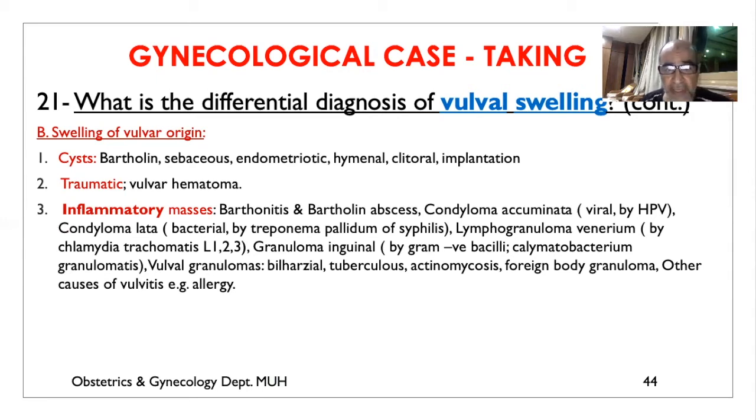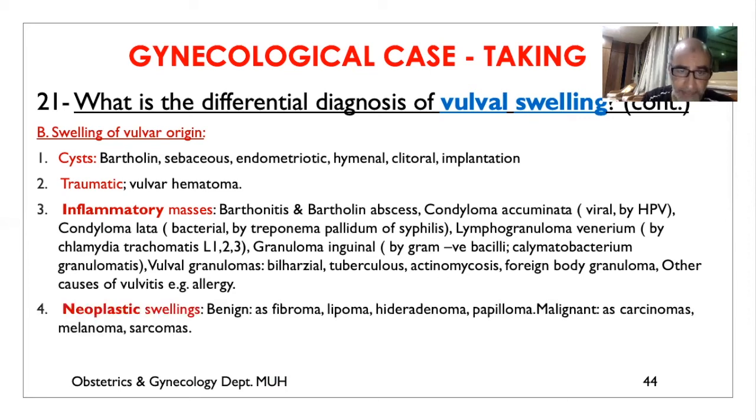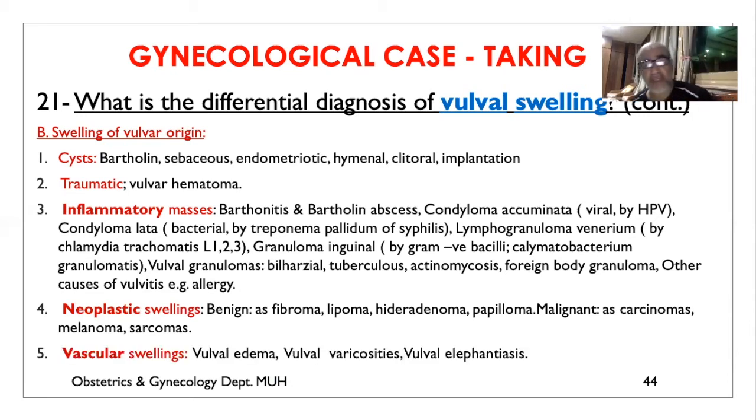Vulval granulomas of specific chronic infection, such as bilharziasis, bilharzial granuloma, tuberculous granuloma, actinomycosis fungal, foreign body granuloma, and other causes of vaginitis, such as allergic vaginitis and genital edema. Neoplastic lesions, benign as fibroma, lipoma, hidradenoma, papilloma, or malignant as cancer vulva or malignant melanoma. Vascular lesions as vulvar edema, angioneurotic edema, vulvar varicosities, and vulval elephantiasis by filariasis.